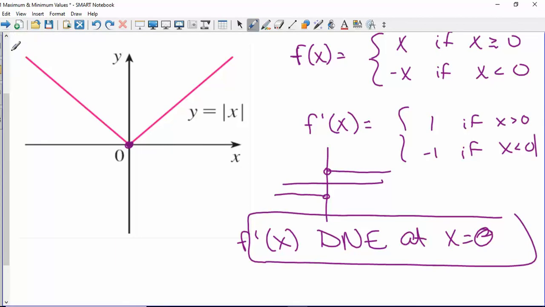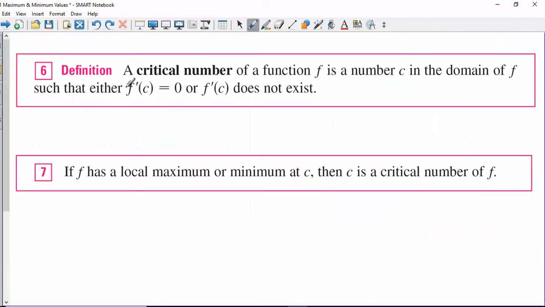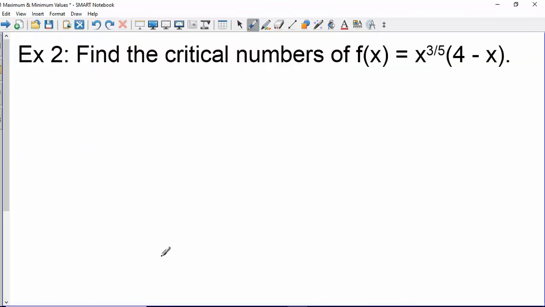And so those points are actually called critical points or critical numbers. So that is the big thing we are going to be finding in this chapter. A critical number is anywhere the derivative is 0 or does not exist. And so those are the places where you can have a maximum or a minimum. So can we practice finding a critical number of a function?